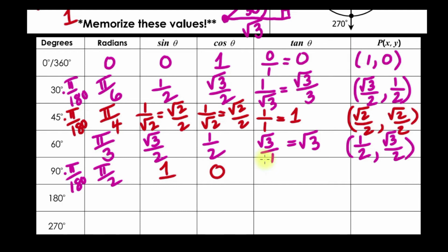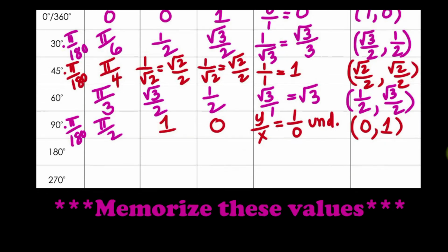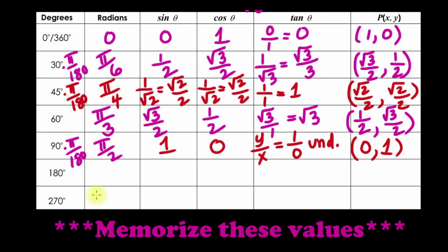And then tangent is when you take y over x, right? So when you take y over x, you are going to get 1 over 0. Well, that makes it undefined. Can't do that, right? Because 0 cannot go into 1. So tangent of 90 degrees is undefined. So here it's going to be 0 for x and then 1 for y. And then these are easy too. 180, 270, those are all on the axis. 180 is on the x-axis, and then 270 is on the y-axis.